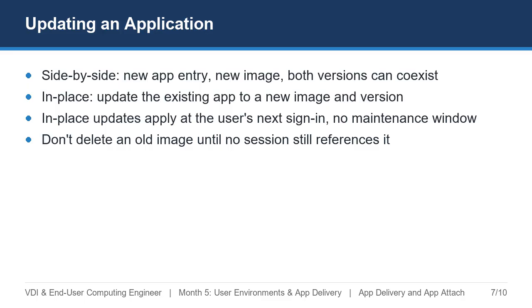When you ship a new version of an application, side-by-side creates a whole new application entry pointing at the new image, so old and new versions can run concurrently. In-place updates the existing application object to a new image and version number, and users pick it up automatically at their next sign-in with no maintenance window required. Either way, don't delete the old image until you're sure nothing still depends on it.